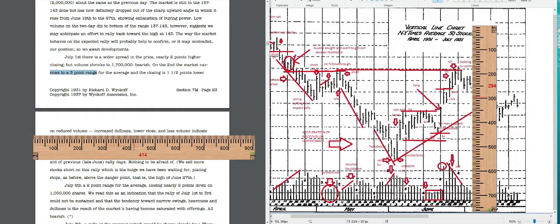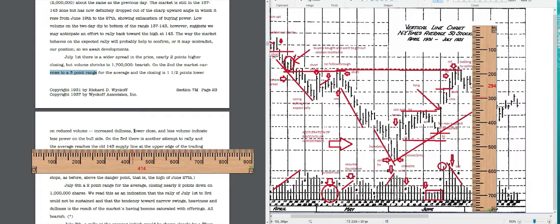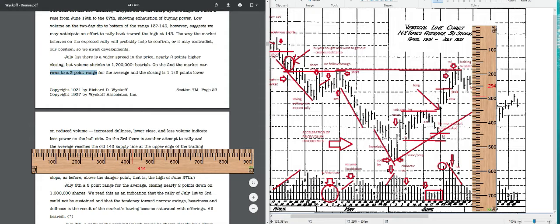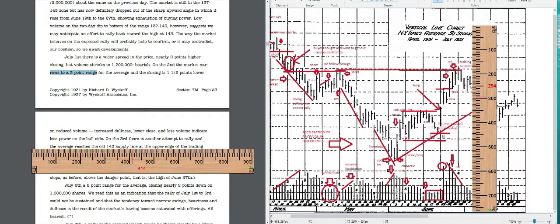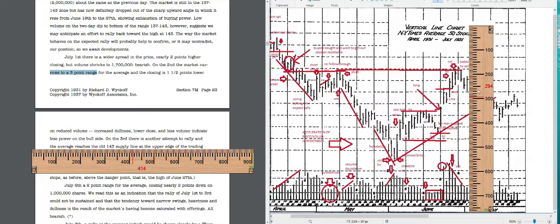a lack of activity or whatever you want to call it. Low close and less volume. Increased dullness, low close and less volume indicate less power on the bull side. But the way I see it, there's another way of looking at it, and that is you have this rally, potential rally bar, and after that it has no follow through.